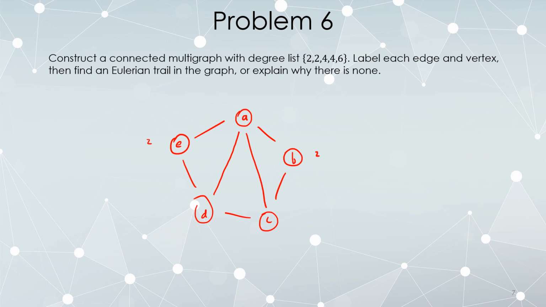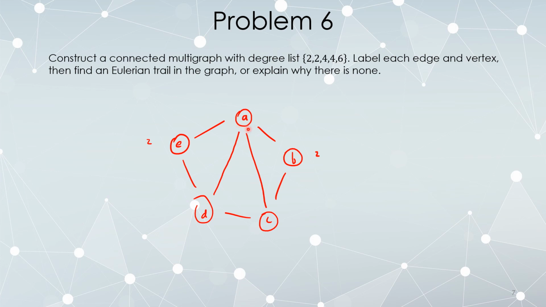And we're allowed to do a multigraph, so currently this is sitting at degree 3, and degree 4. I need to increase this by 1, increase this by 1, increase this by 2. I shouldn't say need, that is one viable solution.